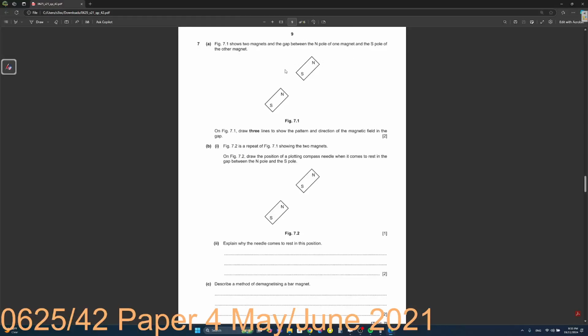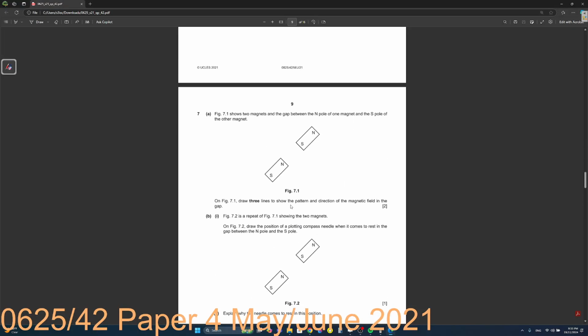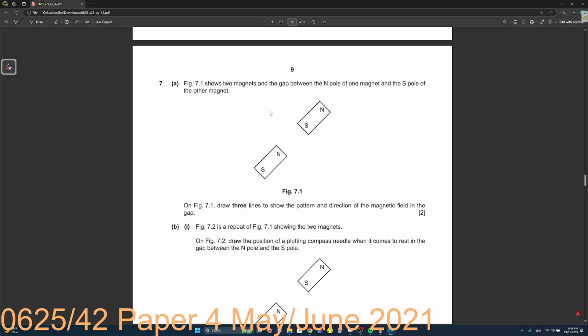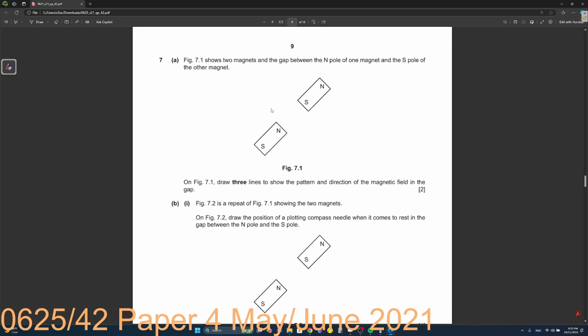Okay. This is May June 0625/42 IGCSE Physics May June 21. Figure 7.1 shows two magnets and the gap between the N pole of one magnet and the S pole of the other magnet. On Figure 7.1, draw three lines to show the pattern and direction of the magnetic field in the gap.